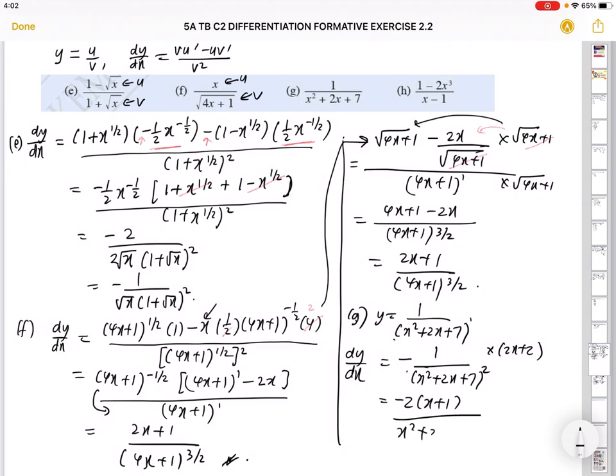I wonder why they put E and F first, because E and F is so much harder than G and H. G and H is so much easier. So I'll just show you the last one, part H.